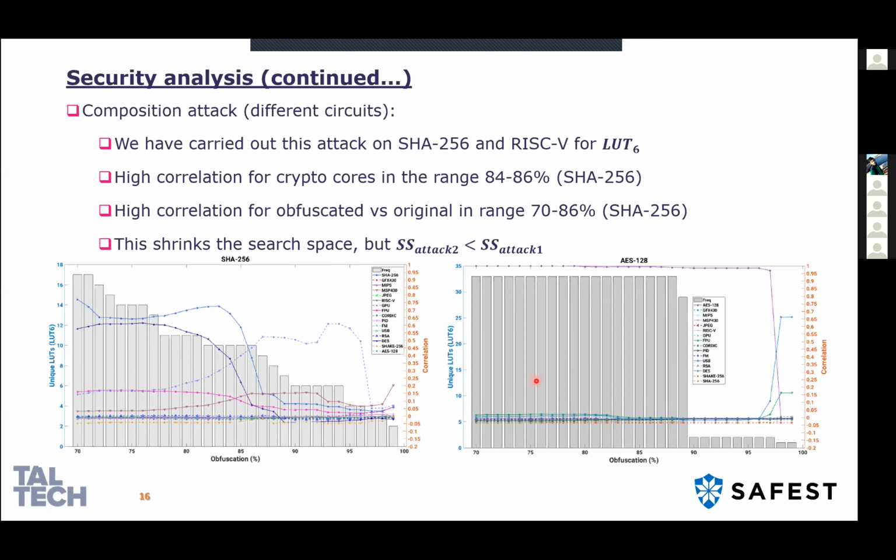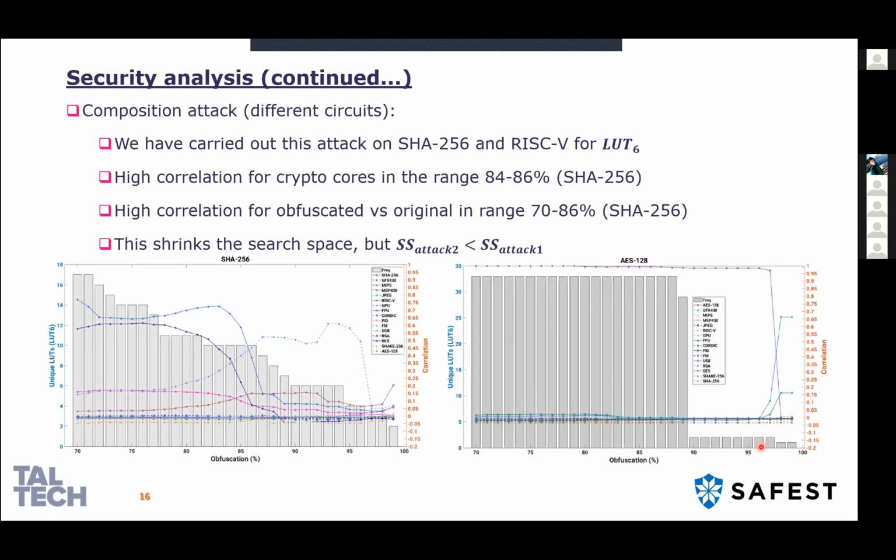On the other hand, there is an interesting result for the AES. This line shows the correlation between the obfuscated and non-obfuscated AES. We can see that if the design is obfuscated for 97%, then it still has a high correlation. Whenever we obfuscate the design AES greater than 97%, then there is no correlation. So the design is secure from the compositional attack.